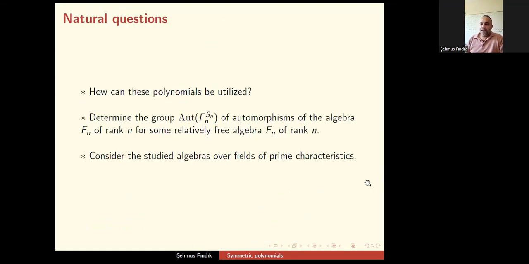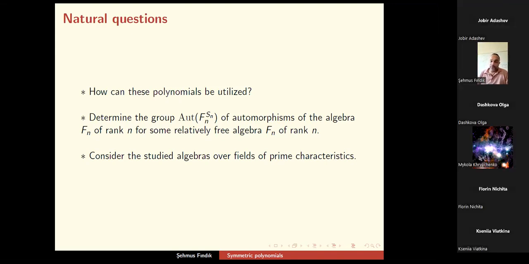So what can be done next? First of all, what is the application of these polynomials or the algebras of these polynomials is the first thing that I really want to know. And the second is that one should determine the automorphism group of these algebras for any f in any variety. And also what can be done for the same results with algebras over fields of prime characteristic.